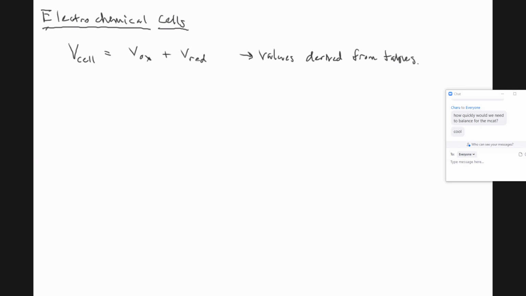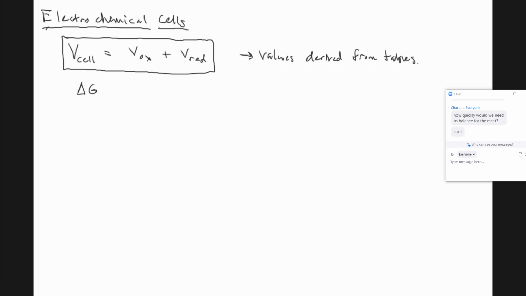The other equation that we need to know: they'll either give you all reduction potentials or all oxidation potentials. And you can tell easily, right? If the electrons are on the reactant side, it's the reduction potential. If the electrons are on the product side, it's the oxidation potential. Okay. This equation is important to figure out the voltage of a battery, the oxidation plus reduction potential.